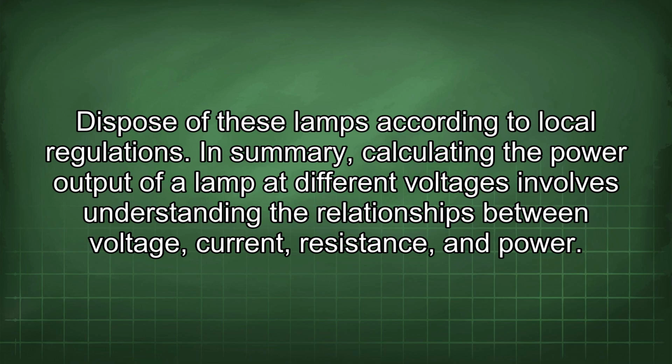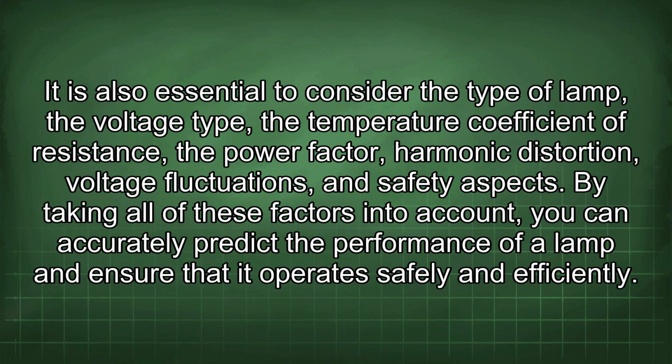In summary, calculating the power output of a lamp at different voltages involves understanding the relationships between voltage, current, resistance, and power. It is also essential to consider the type of lamp, the voltage type, the temperature coefficient of resistance, the power factor, harmonic distortion, voltage fluctuations, and safety aspects. By taking all of these factors into account, you can accurately predict the performance of a lamp and ensure that it operates safely and efficiently.